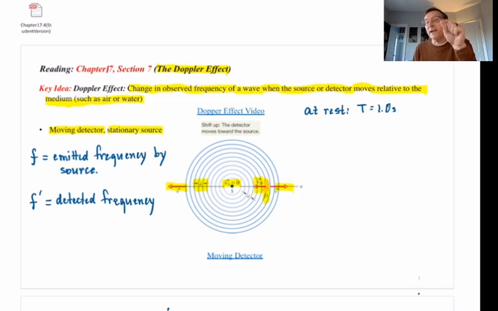You can't hear a sound wave with a period of 1 second because it would have a frequency of 1 hertz. And a human cannot hear 1 hertz, but the numbers here are just chosen for simplicity. Okay, that's the emitted frequency, 1 hertz, directly from the source.